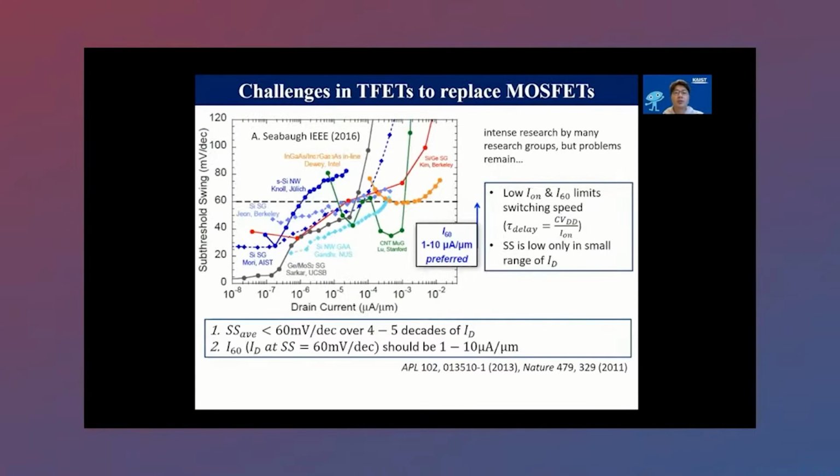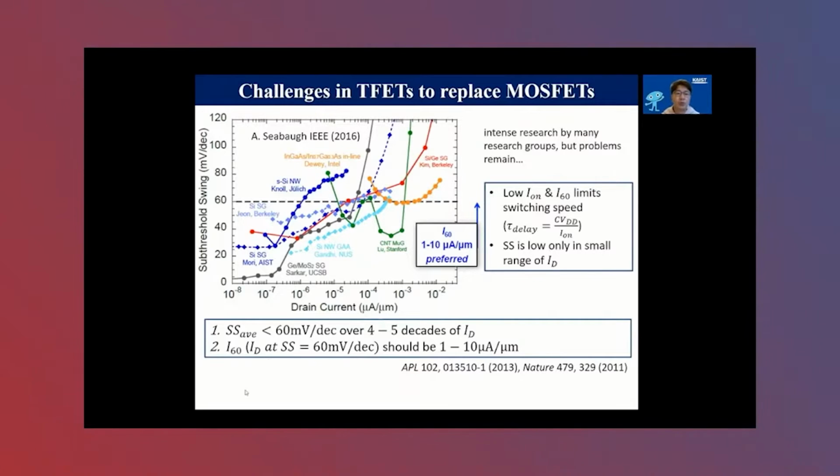However, there are challenges in TFETs to replace MOSFETs. Basically, the subthreshold swing should be less than 60 millivolts per decade over a wide range of current. But in reality, people have found that it's very difficult to fabricate this kind of tunneling FET having a small subthreshold swing over a large range of current. It only has below 60 millivolts per decade in a small range of current.